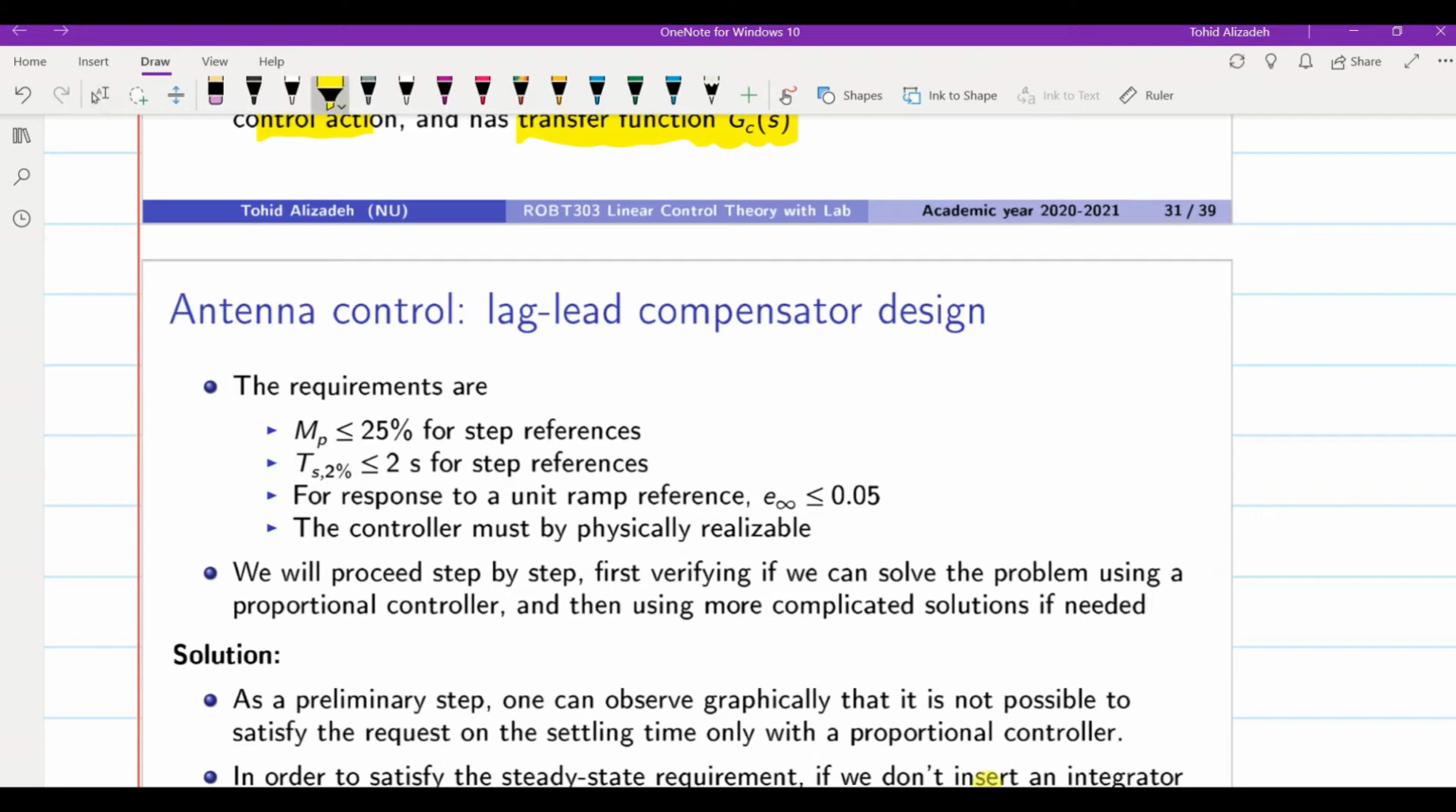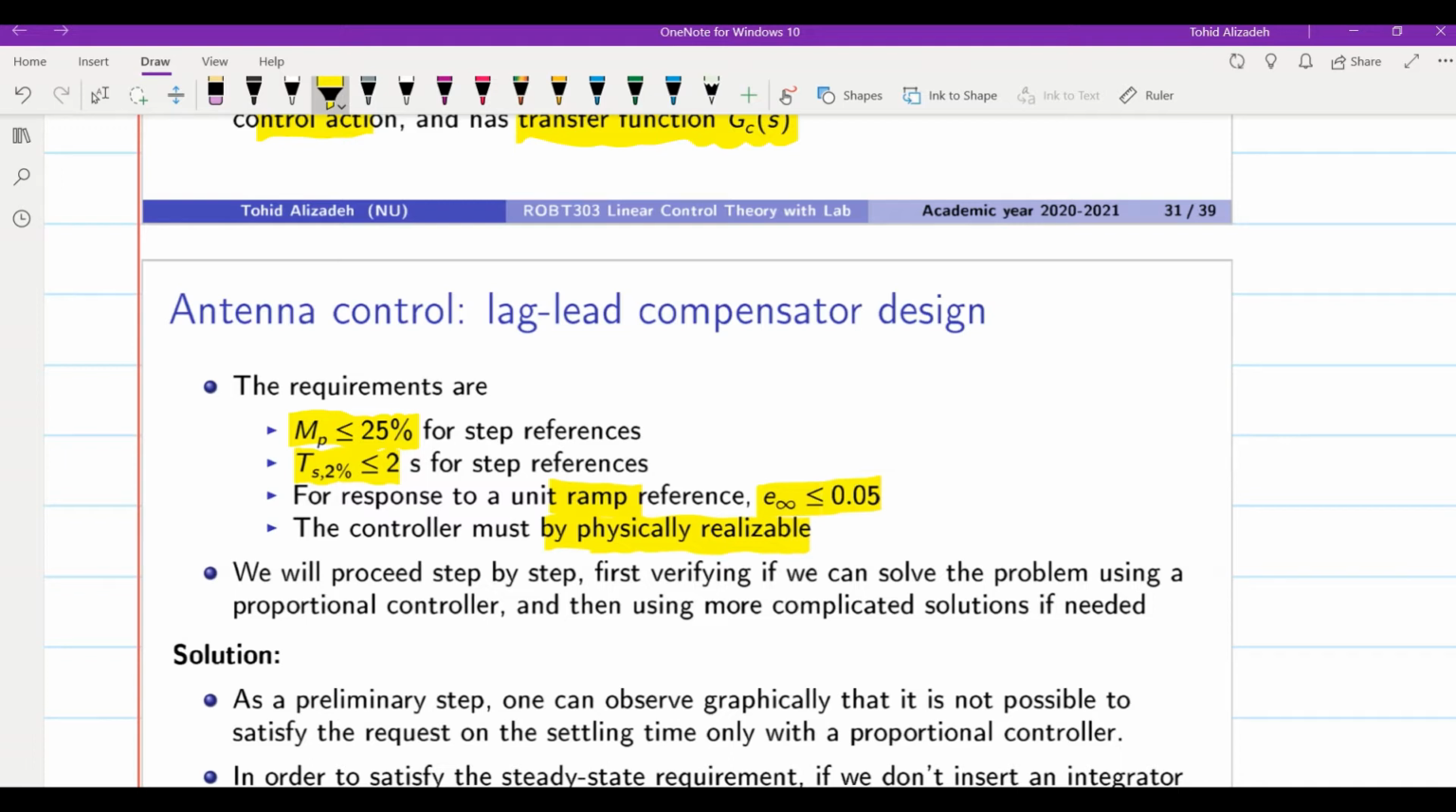The design requirements are given here. MP should be smaller than 25% for the step reference. We need to have 2% settling time smaller than 2 seconds for the step references. For response to a unit ramp reference, we need to have steady state error smaller than 0.05 and the controller must be physically realizable. So we cannot have the ideal PID controller or the ideal PD controller.